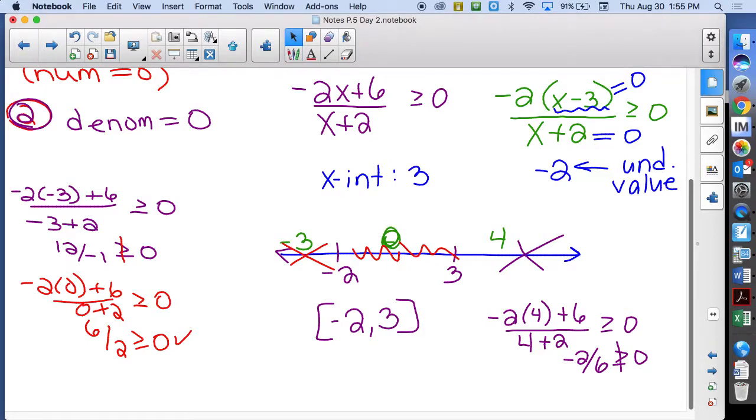Any questions? Shouldn't the -2 have a parenthesis and not a bracket? Yeah, good call. Why? Because it's an asymptote, it absolutely can never be -2. Nice job. Nice catch. So the -2 should have a parenthesis and not a bracket because it cannot be undefined. It's undefined at that value, so it cannot be -2. Thank you. Nice catch. Other questions?